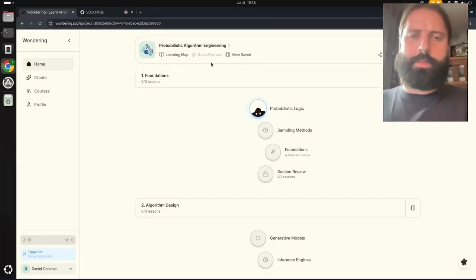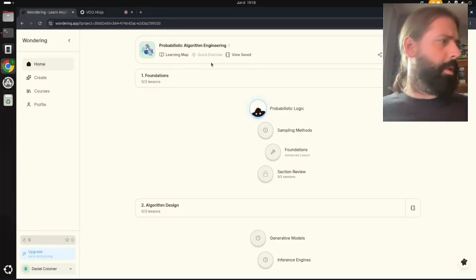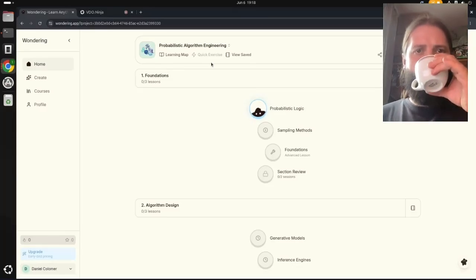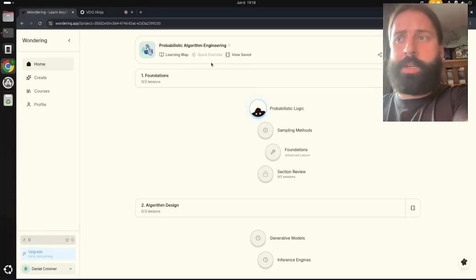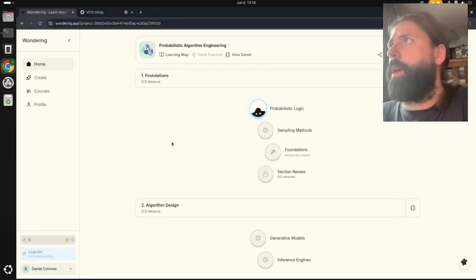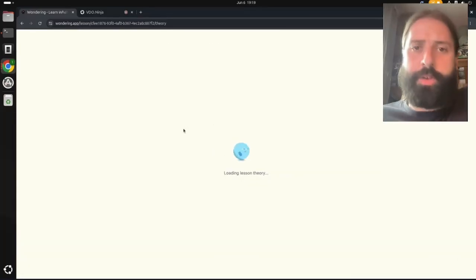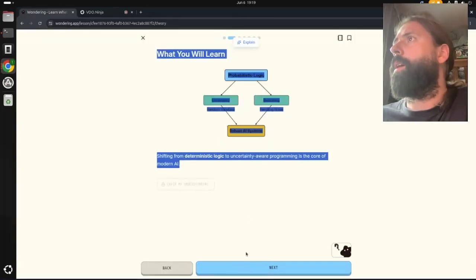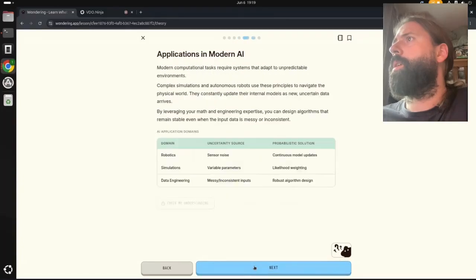Yeah. All right. So today we're testing the Wandering app, and we'll do a similar session, probably around 25 to 30 minutes. I already started testing these yesterday when I was going through the NotebookLM stuff. I started with the probabilistic thing, and I'll just go straight to the quiz. See if I can skip all these.